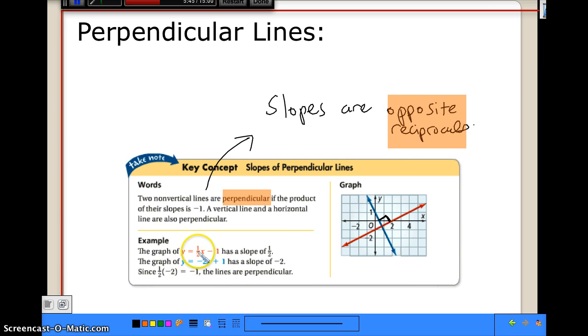So if you look at the example, if this line has a slope of 1/2 right here, the reciprocal of this would be to flip it, and opposite would mean to negate it. So that would be -2 would be the opposite reciprocal. So if one of the slopes is 1/2 and the other one is -2, that means we know that those two lines are going to be perpendicular. So let's go ahead and try an example.